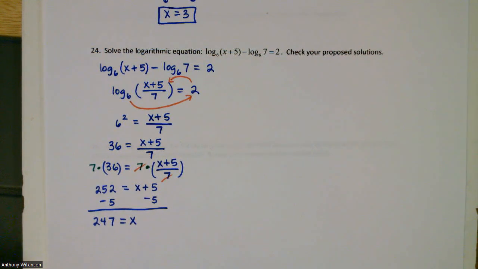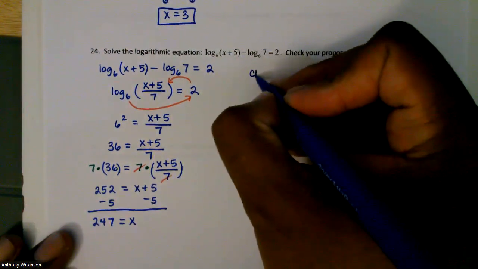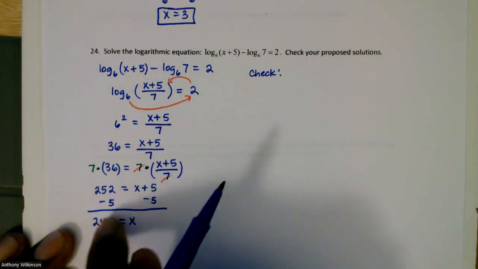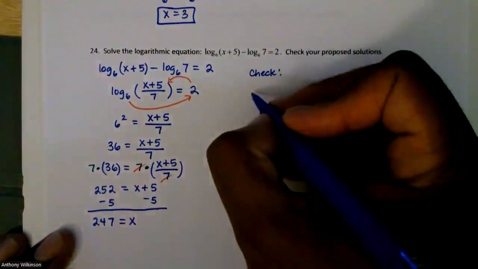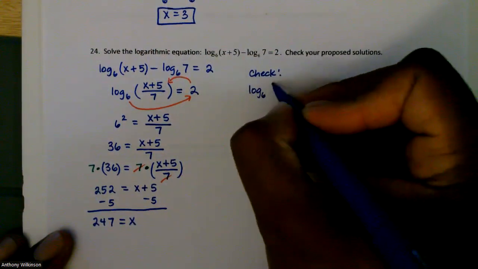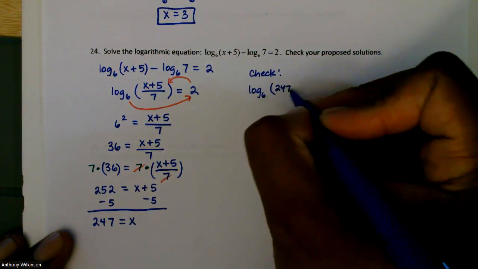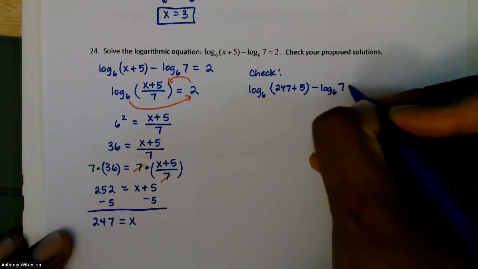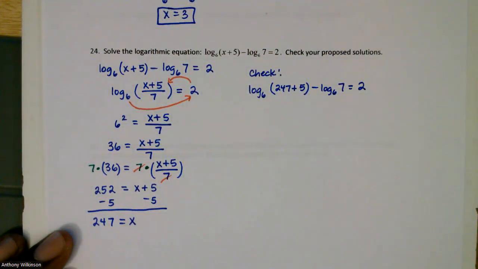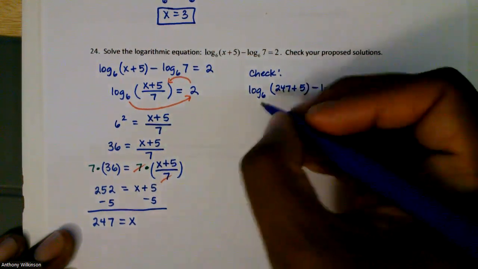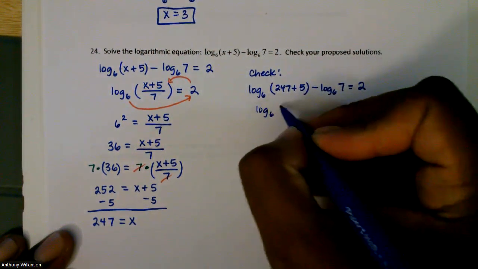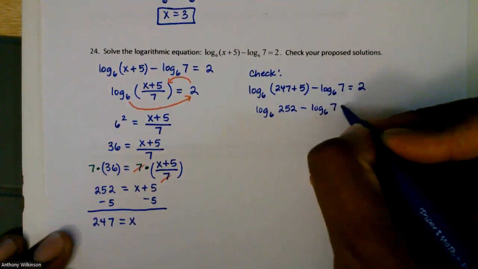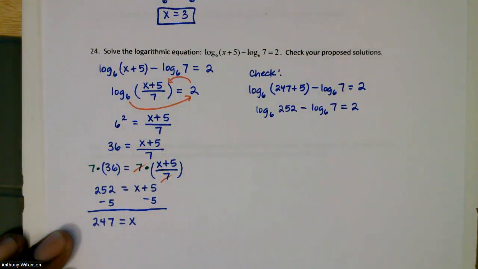But of course, it does say check your proposed solutions, as always. That's what I'm going to do here. Using the original equation, I'm going to replace the x with 247. So it'd be log to the base 6 of 247 plus 5 minus log to the base 6 of 7. That's going to equal 2. Well, 247 plus 5 would be 252. So we got log to the base 6 of 252 minus log to the base 6 of 7 equaling 2.